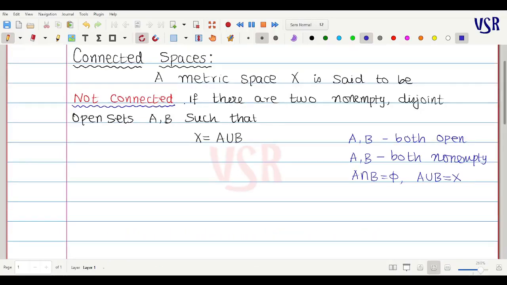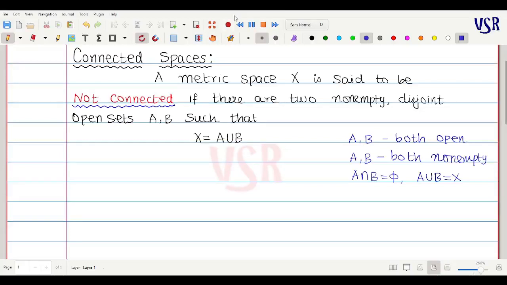So not connected sets can be expressed as a disjoint union of non-empty open sets. Are you getting it? A not connected set is a set which can be expressed as the disjoint union of non-empty open sets. Two open sets disjoint, non-empty, and if you take the union you get the whole space.